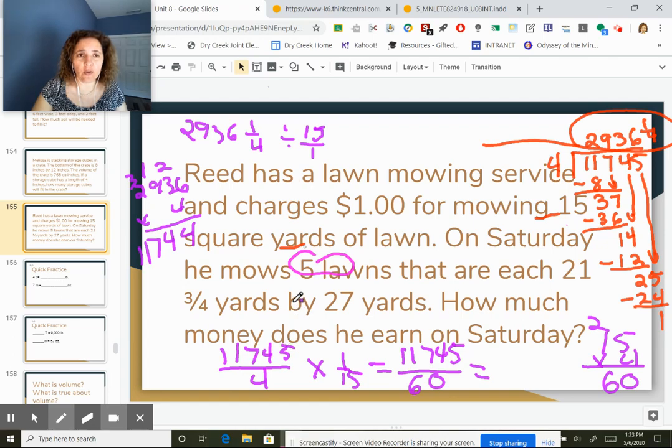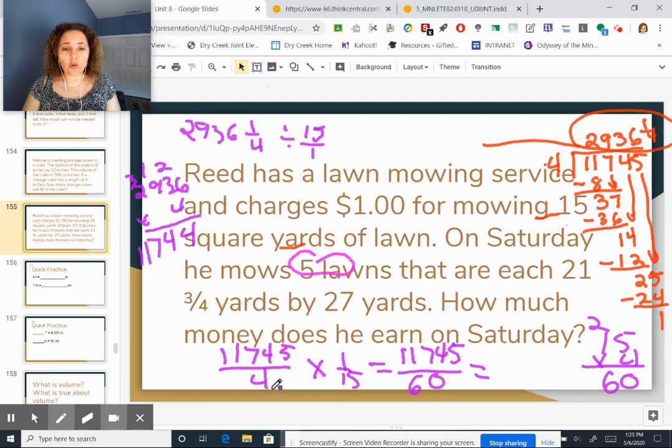And when we're doing division, you keep, you switch, and you flip. Keep, switch, flip. Remember that? So 11,745 stays, switch, so I'm going to switch it to multiplication. I'm going to flip the 15 over 1 to 1/15. Now I've got to multiply 11,745 times 1. Well, that's easy. That's 11,745. It's the same thing.